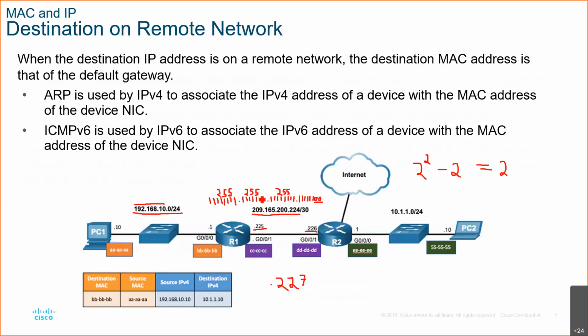So this is 255.255.255. What would be the last one? Can someone please quickly change this into decimal form? Anyone? Yes, it's Cassandra and Heining. 252, yeah, well done.